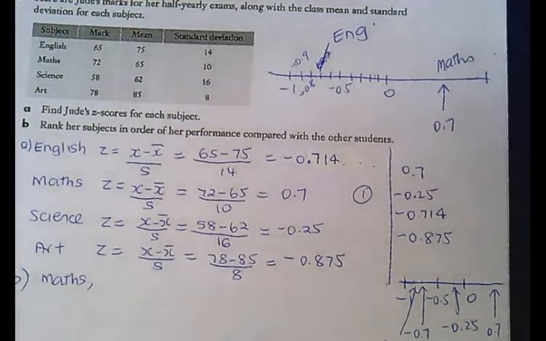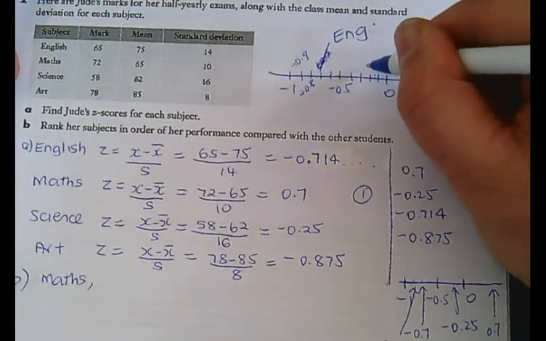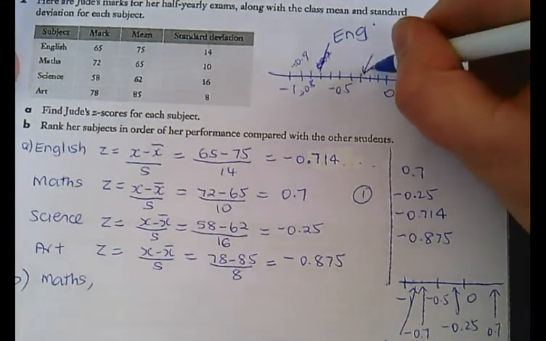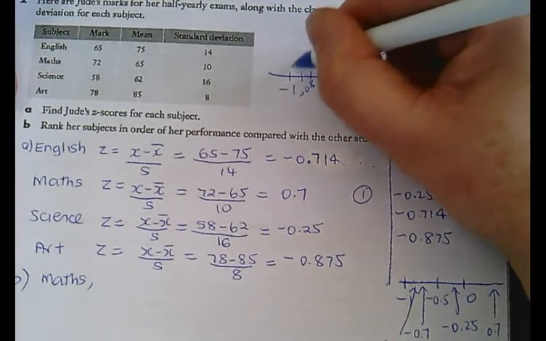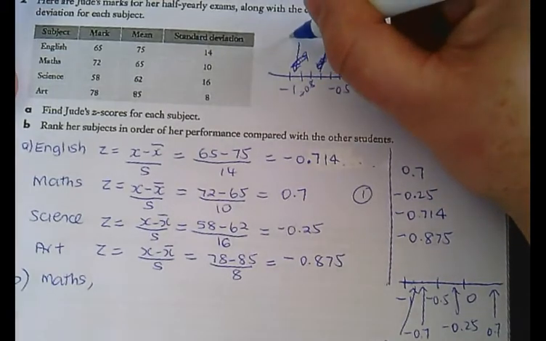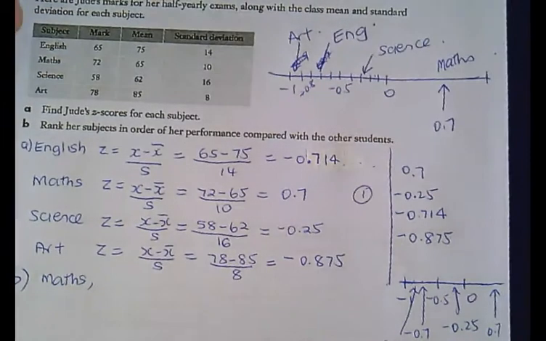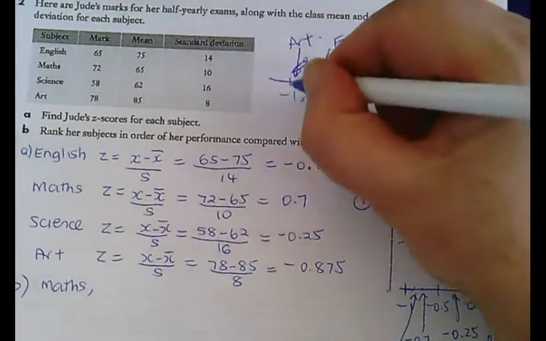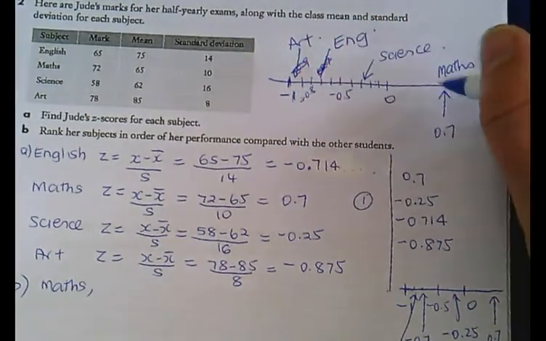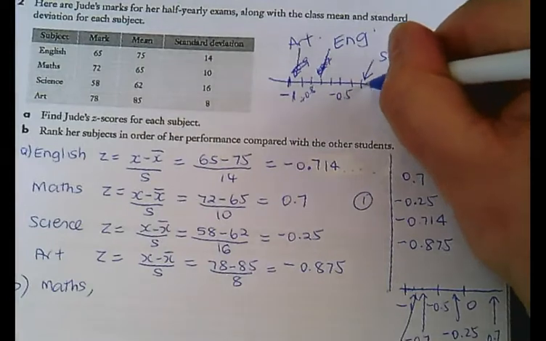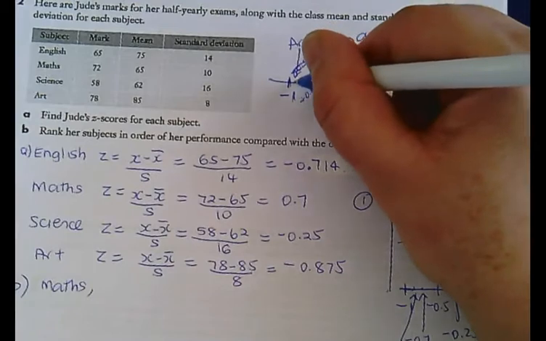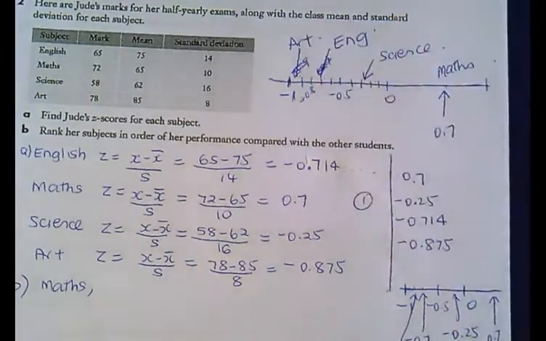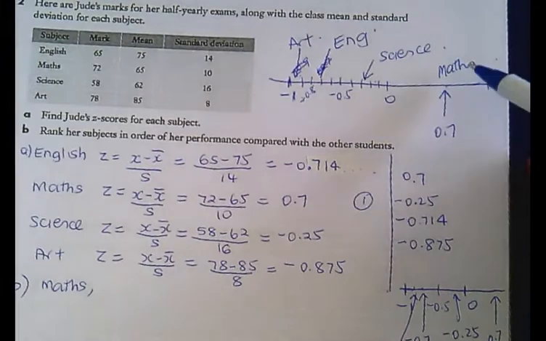You can only compare Z scores, not percentages. Negative 0.25 is about here, so that's science. And negative 0.875 is about here. That's art. Okay? So I've put those numbers on: 0.7 would be about here, negative 0.25 is there, negative 0.7 whatever is about there, and negative 0.875 is about there. So we can see what she's done best in.